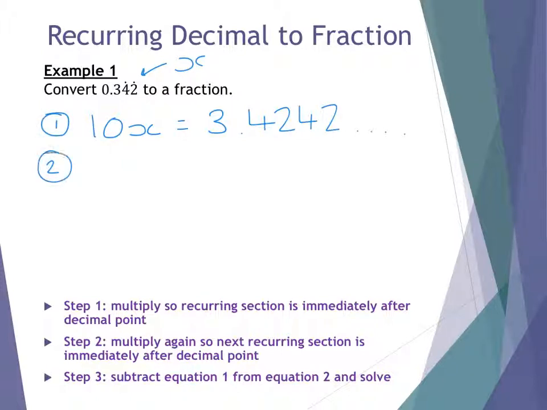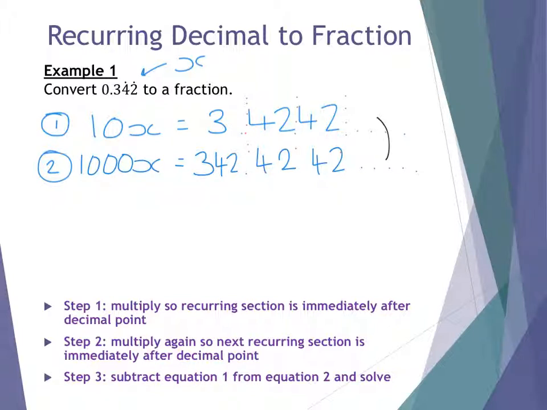Then step 2, if we have a look back at the bottom, says to multiply again so the next recurring section is immediately after the decimal point. So if we break this down into recurring sections, there's 1, there's 2, there's the end of that. So we're going to have to multiply it by 100 more to move it up so that this 4 ends up just after the decimal point. So if we started with 10, we're going to be timesing by 100 now, so that's 1000x, 10 times 100, and that's going to be 342.4242, again dot dot dot dot. Okay, so to get from this line to this line, we're going to times by 100.